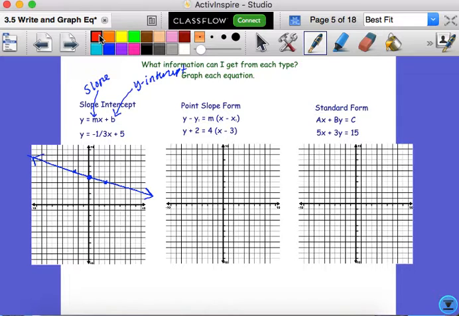So point slope form tells us exactly what it says it will. It tells us a point and the slope. So we've got that m value here, that slope. We also have a particular x value and a particular y value. So that is the point that we are referring to.